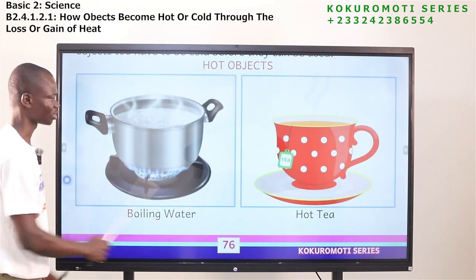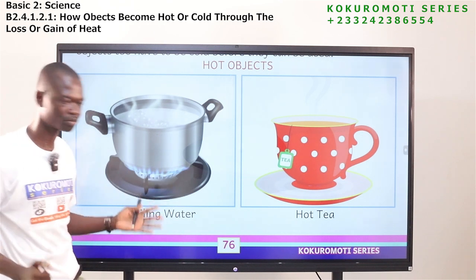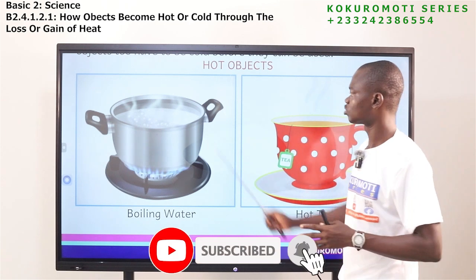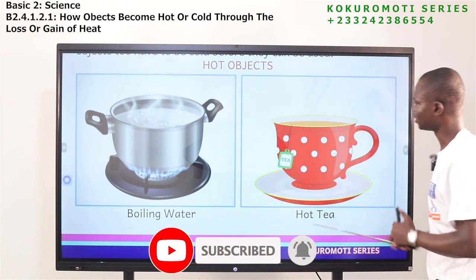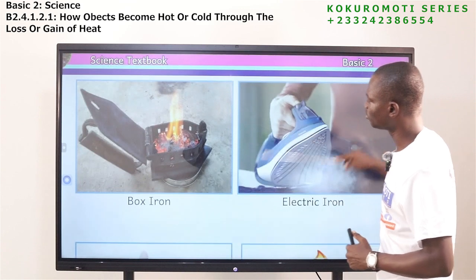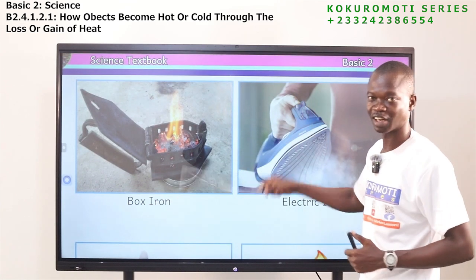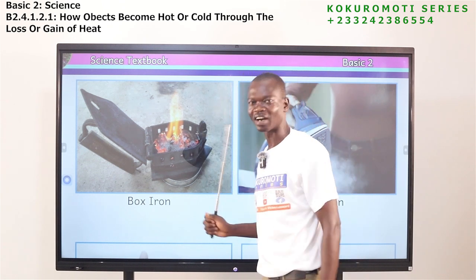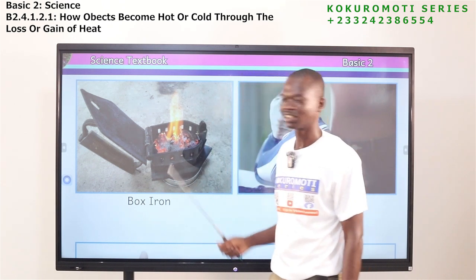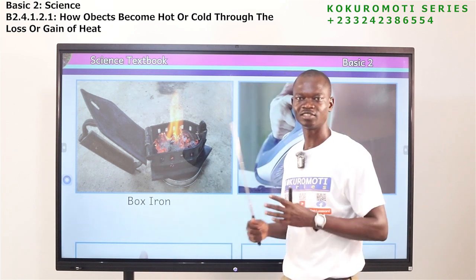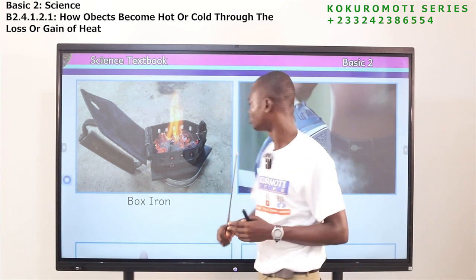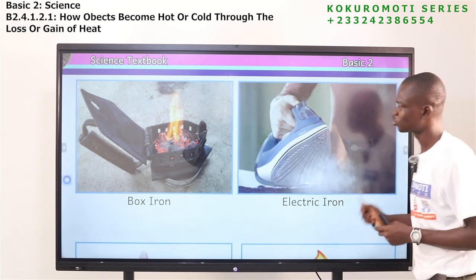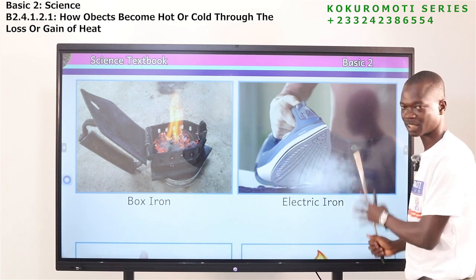Okay, now let's look at hot objects. Now, what is this? Boiling water. So boiling water is an example of hot objects. If I ask you to give examples of hot objects, boiling water is one, hot tea is another one. We have box iron. Have you seen this box iron? In the olden days, this is what our parents and our grandparents used to iron their dresses. But today it's not common. We all use this one. This is electric iron. So they are also hot objects.